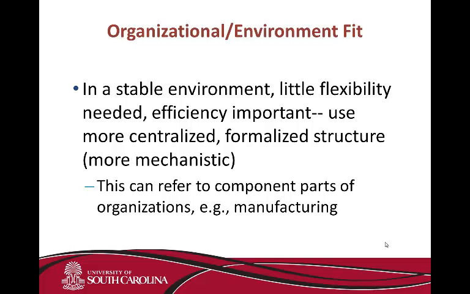Typically, we would argue, since there is no one best way to organize, we would have to say that we're looking for a fit approach many times in a stable environment. We don't need a lot of flexibility. Efficiency is really important because everybody else is doing the same thing. So we do a centralized organization. We have a very formalized structure. It's quite mechanistic, but everybody knows exactly what they're supposed to do, and typically the needs for ad hoc communication are not high. This can also refer to parts of the organization. For example, I want to insulate manufacturing to some extent from demands immediately from the external environment so that I can be efficient with my manufacturing.